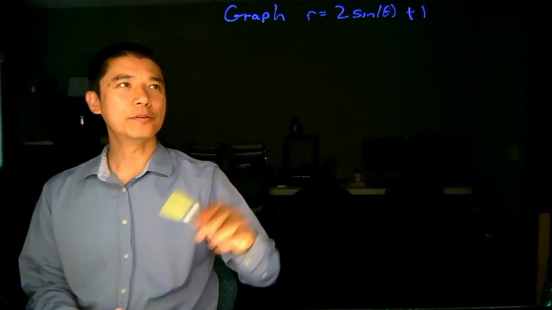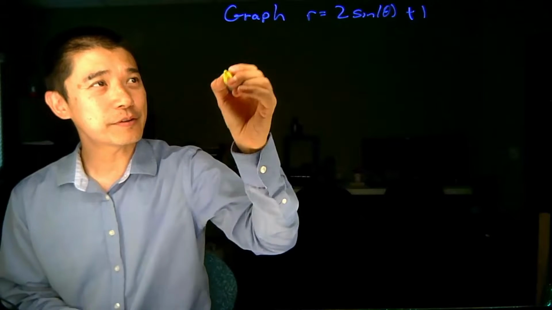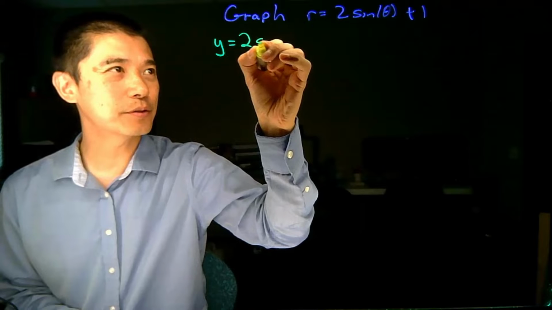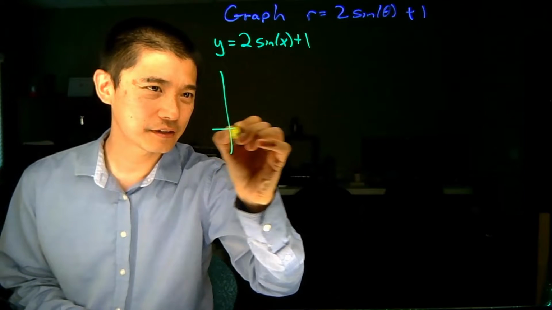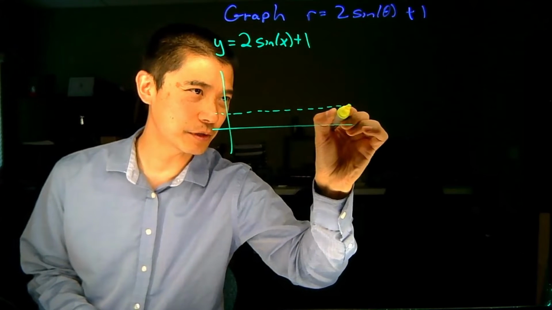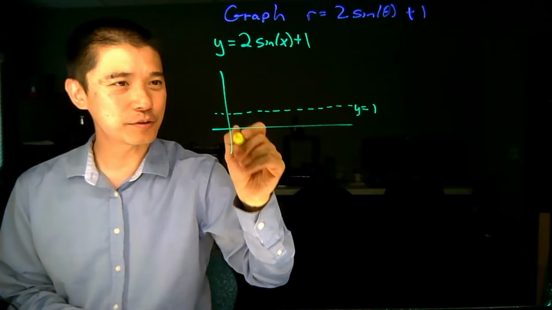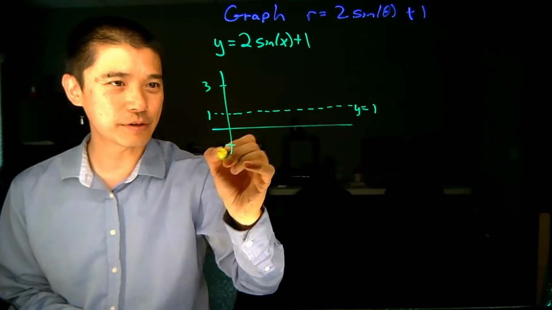Here's another example. Graph r equals 2 sine theta plus 1. Now, just as with the previous one, we're going to start off by thinking about this as xy. y equals 2 sine of x plus 1. What is that graph? Well, the plus 1 tells us that our midline is here at y equals 1. The 2 is the amplitude, so it's going to go up 2 and then down 2. So it'll go from 1, so that's 3, and that's negative 1.